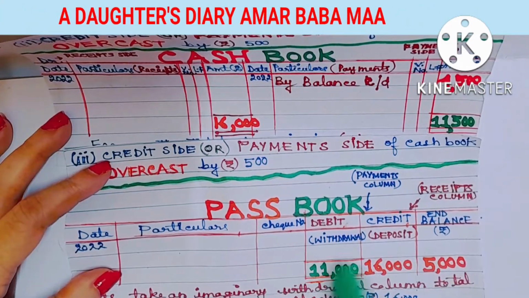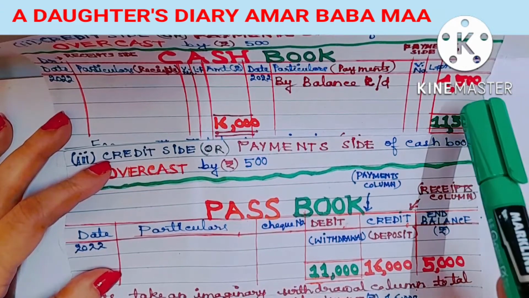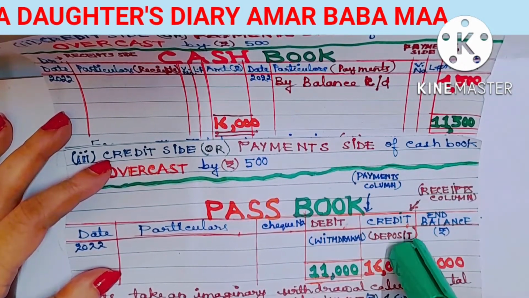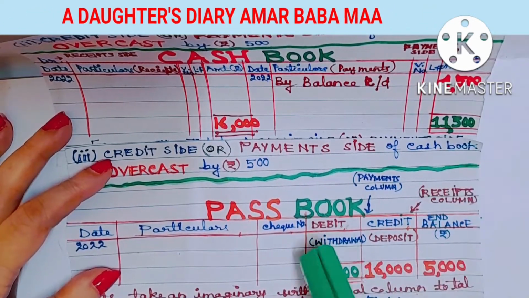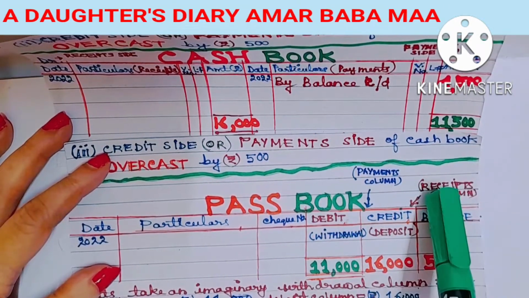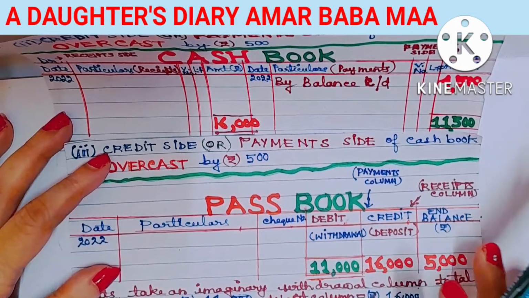See, passbook balance is 5,000 and cash book balance is 4,500. So what is our job? Our job is to make cash book balance equal to passbook balance. But we cannot touch passbook. Why? Because passbook is not given in the problem. Cash book is given in the problem. So whatever changes we have to make, we make in the cash book.